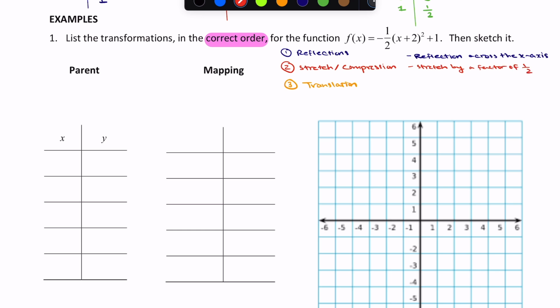Then we look at our translations. We see that the transformed function is translated 2 units to the left, and it's also translated 1 unit up.